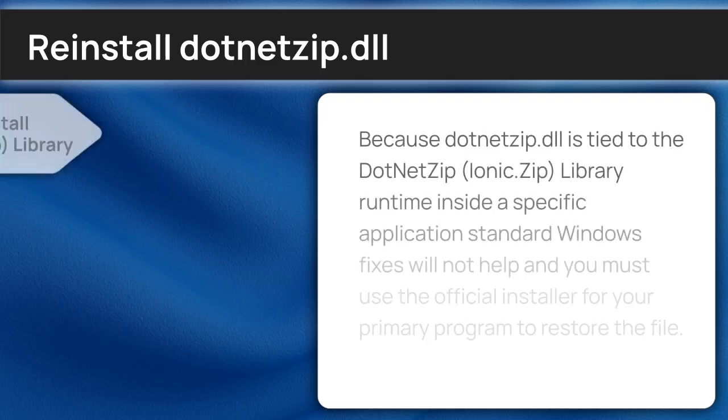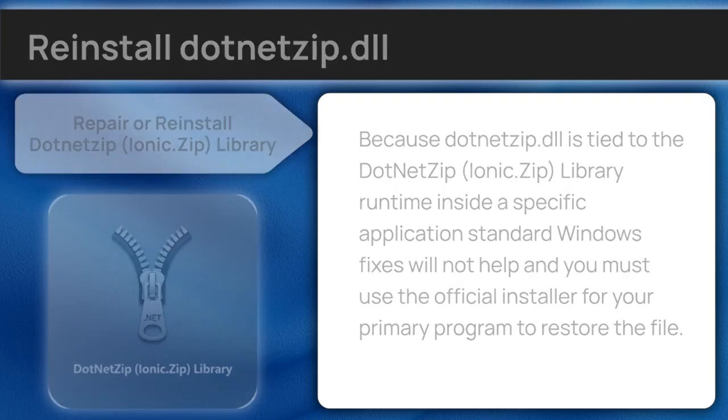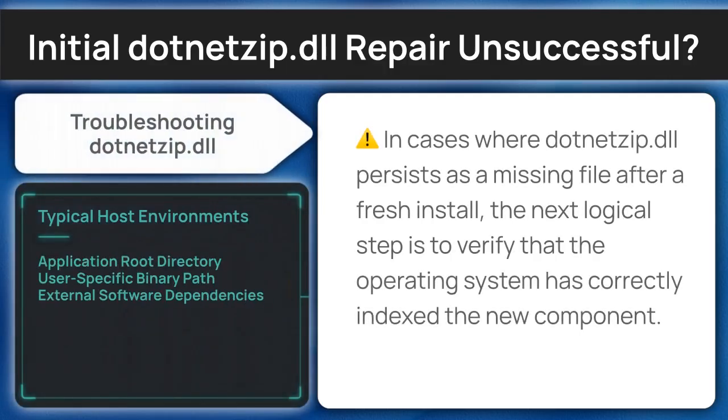Because the .Netzip library DLL is tied to the .Netzip Ionic zip library runtime inside a specific application standard, Windows fixes will not help, and you must use the official installer for your primary program to restore the file. If that initial setup didn't clear the pop-up, let's examine the specific initialization sequence assigned to your application's directory.